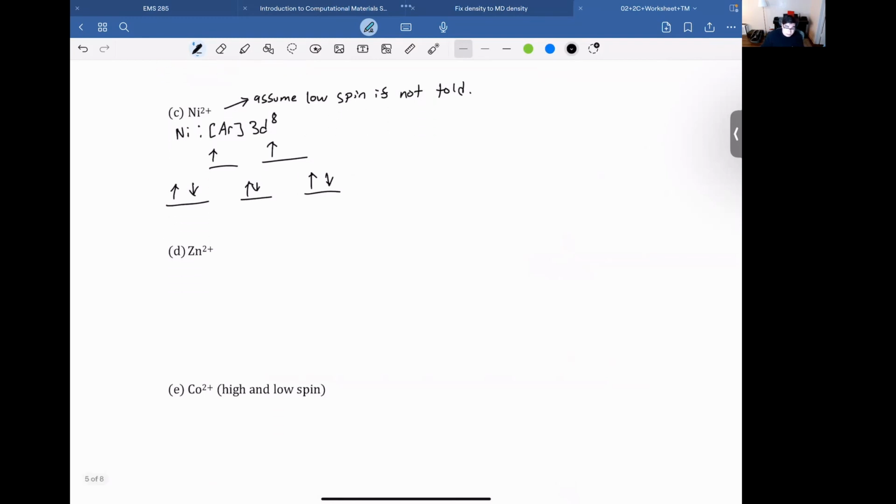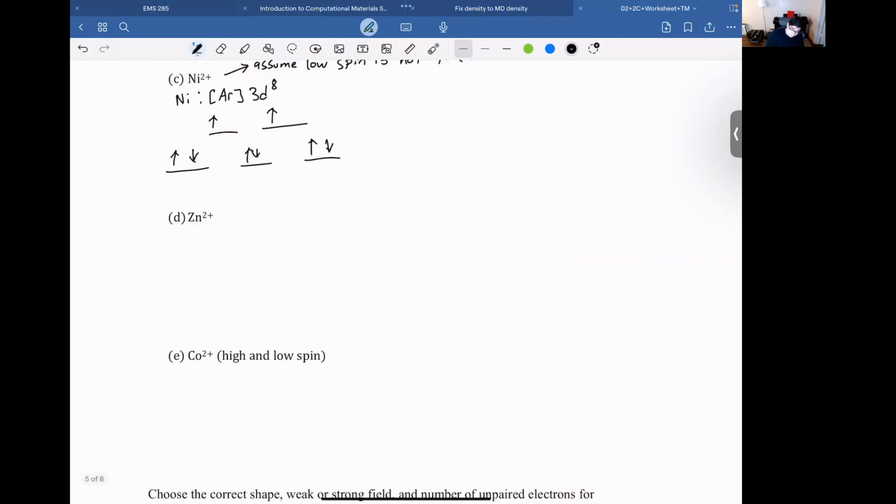Going on to the next, we have zinc. Again, we're assuming low spin. The noble gas notation for zinc is this, for zinc 2 plus. If you need a reminder on noble gas notation, I think there's plenty of good videos online, so I recommend checking that out. Just remember that the electrons are coming away from the s shell, which is why we don't have s here with these ions.